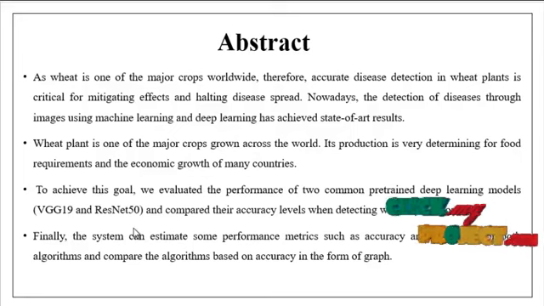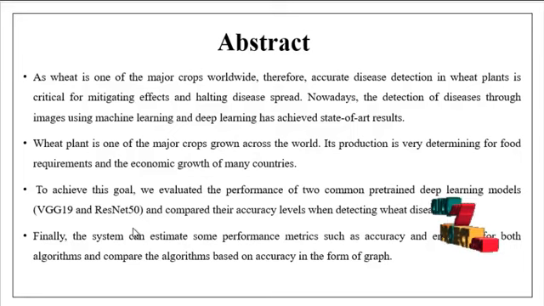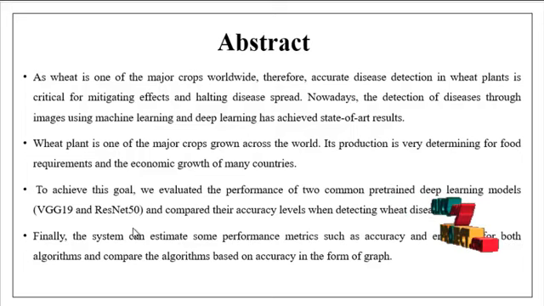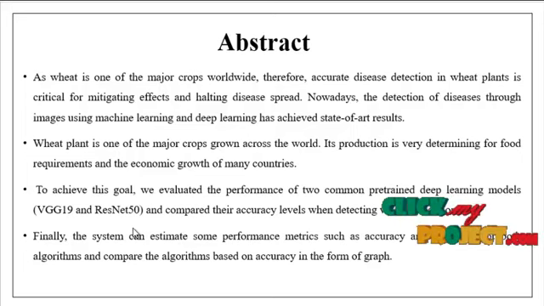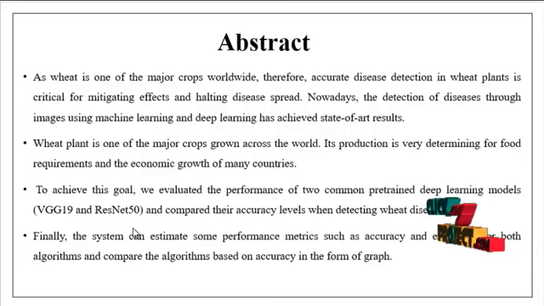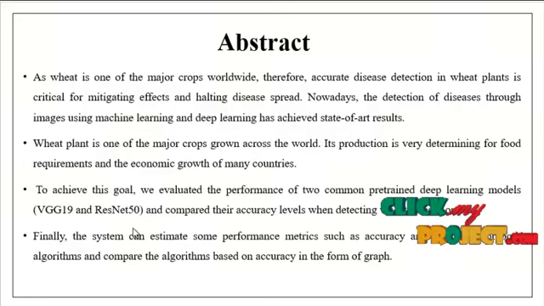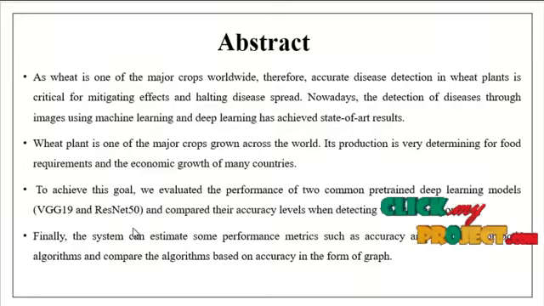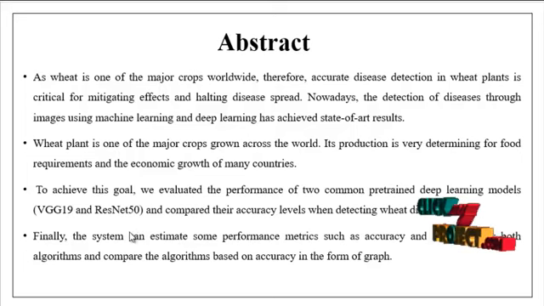As wheat is one of the major crops worldwide, accurate disease prediction in wheat plants is critical for mitigating effects and halting disease spread. Nowadays, the detection of diseases through images using machine learning and deep learning has achieved state-of-the-art results. Wheat is one of the major crops grown across the world. Its production is very important for food requirements and the economic growth of many countries.